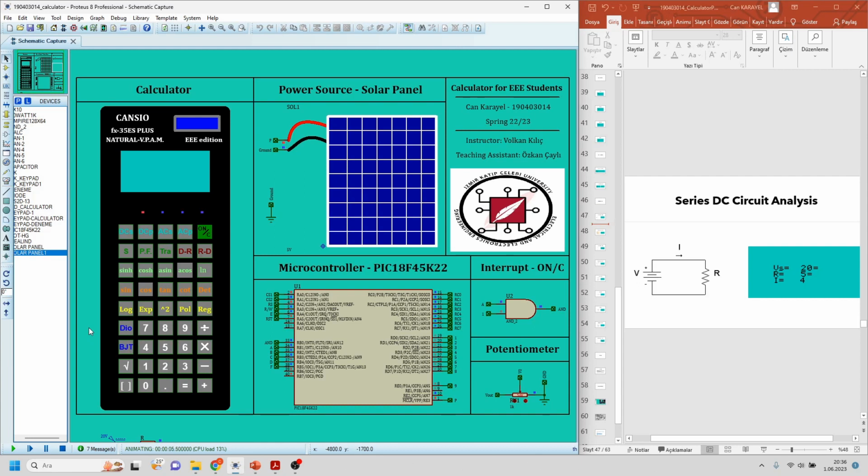Now, I want to show you the circuit analysis operations of our calculator. Let's start with series DC circuit analysis. The circuit of the series DC analysis to obtain the source current is given on the PowerPoint slide. According to the given voltage source and resistor values, we can obtain the source current that flows through the circuit. Voltage source as 20 volt, resistor as 5 ohm, and we found source current as 4 ampere.